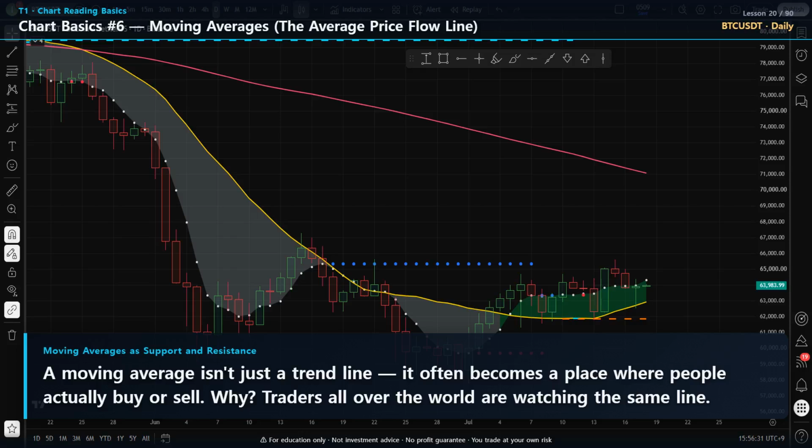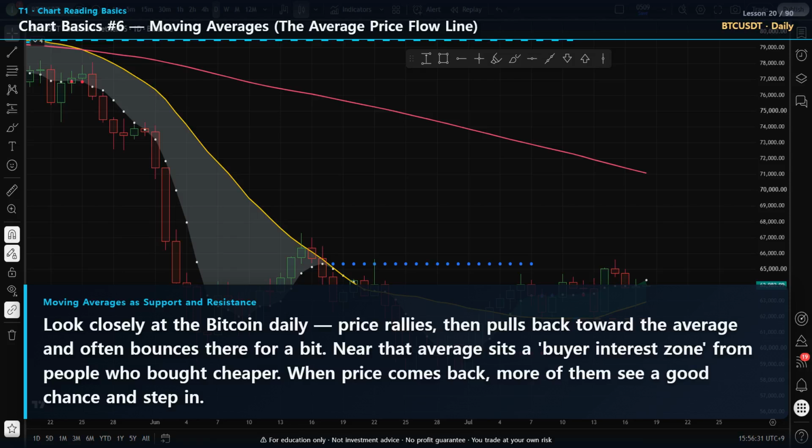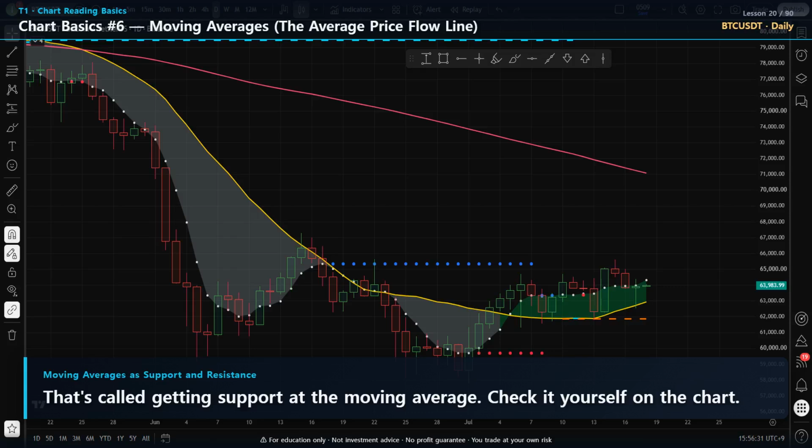A moving average isn't just a trend line. It often becomes a place where people actually buy or sell. Why? Traders all over the world are watching the same line. Look closely at the Bitcoin daily price rallies, then pulls back toward the average and often bounces there for a bit. Near that average sits a buyer interest zone from people who bought cheaper. When price comes back, more of them see a good chance and step in. That's called getting support at the moving average. Check it yourself on the chart.